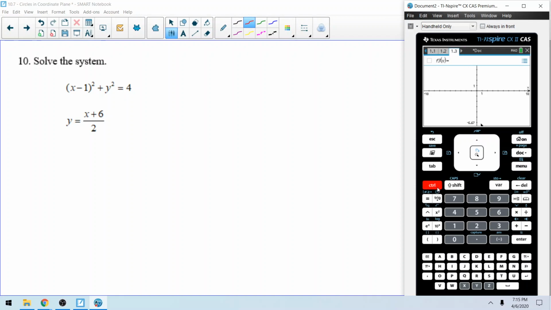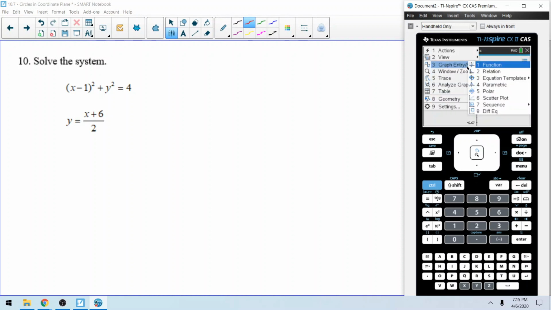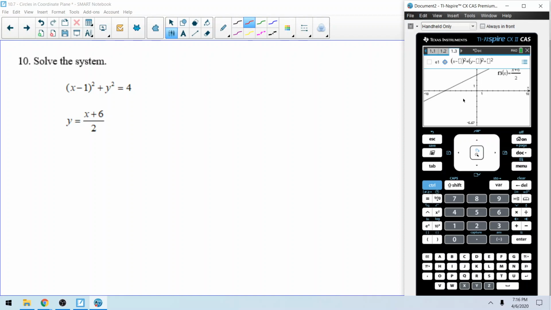So y equals, I'm going to do control divide. I'm going to put x plus 6 over 2, and there's my line. Hit your tab button. Now I want to graph my circle. So menu, entry, template, circle, x minus 1, y minus 0, and then 4 is really 2 squared. Make sure you're putting in 2 squared, because 2 squared is really 4.